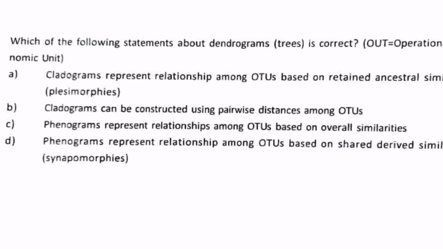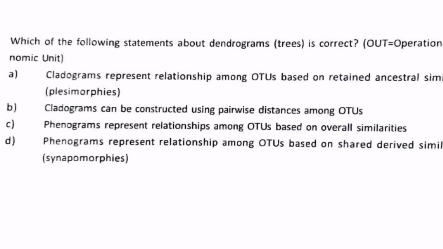Next question. Which of the following statements about dendrograms, that is tree diagrams, is correct? A. Cladograms represent relationships among OTUs based on retained ancestral similarity, plesiomorphies. B. Cladograms can be constructed using pairwise distances among OTUs. C. Phenograms represent relationship among OTUs based on overall similarities. And D. Phenograms represent relationship among OTUs based on shared derived similarities, that is synapomorphies.